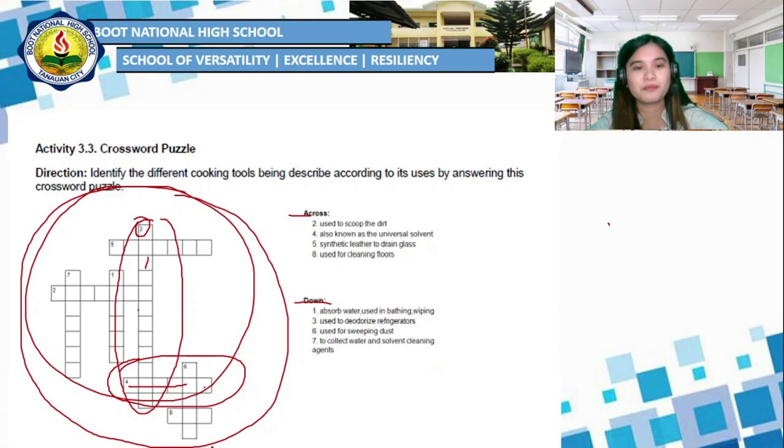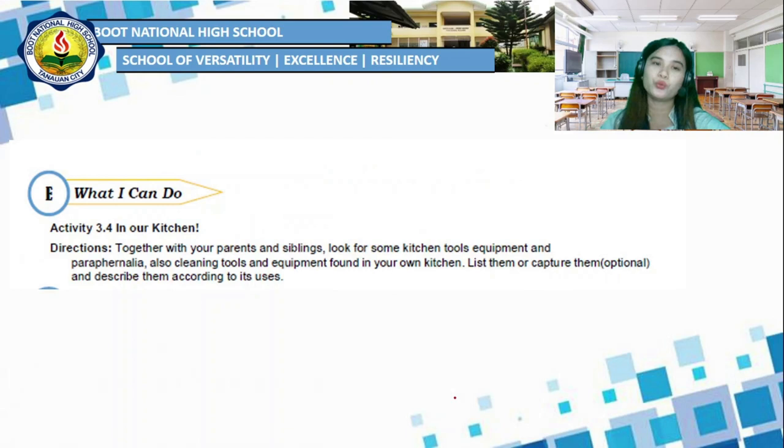Okay, next we have your class. Now, activity 3.4 in our kitchen. Directions. Together with your parents and siblings, look for some tools, kitchen tools and equipment and paraphernalia. Also, cleaning tools and equipment found in your kitchen. Now, I want you to list them or capture them and describe them according to its use. Okay, class. So, kung ano yung makikita nyo sa bahay nyo na tools and equipment at panglinis, I just want you to list it down.